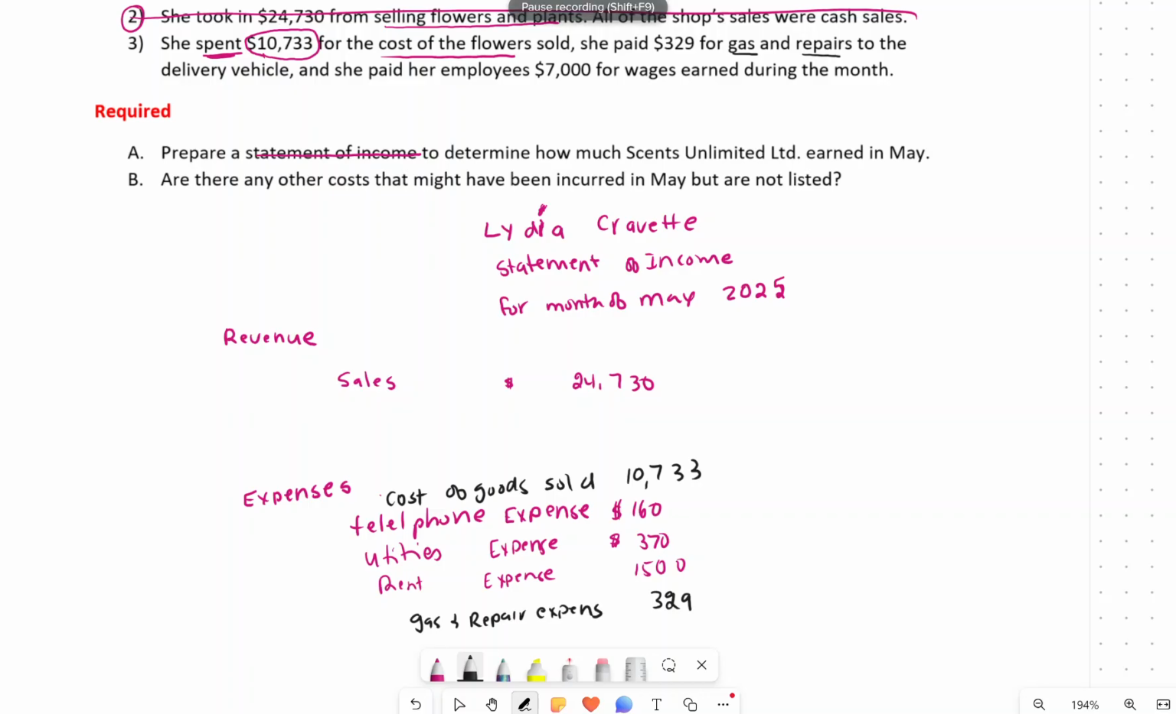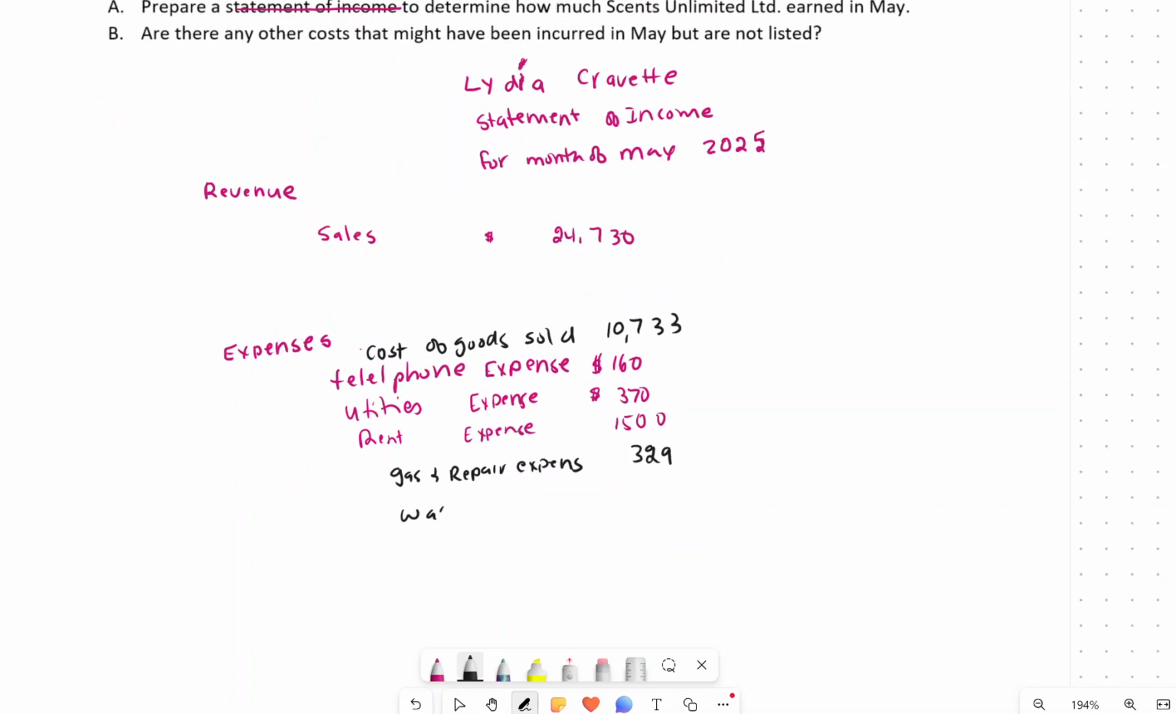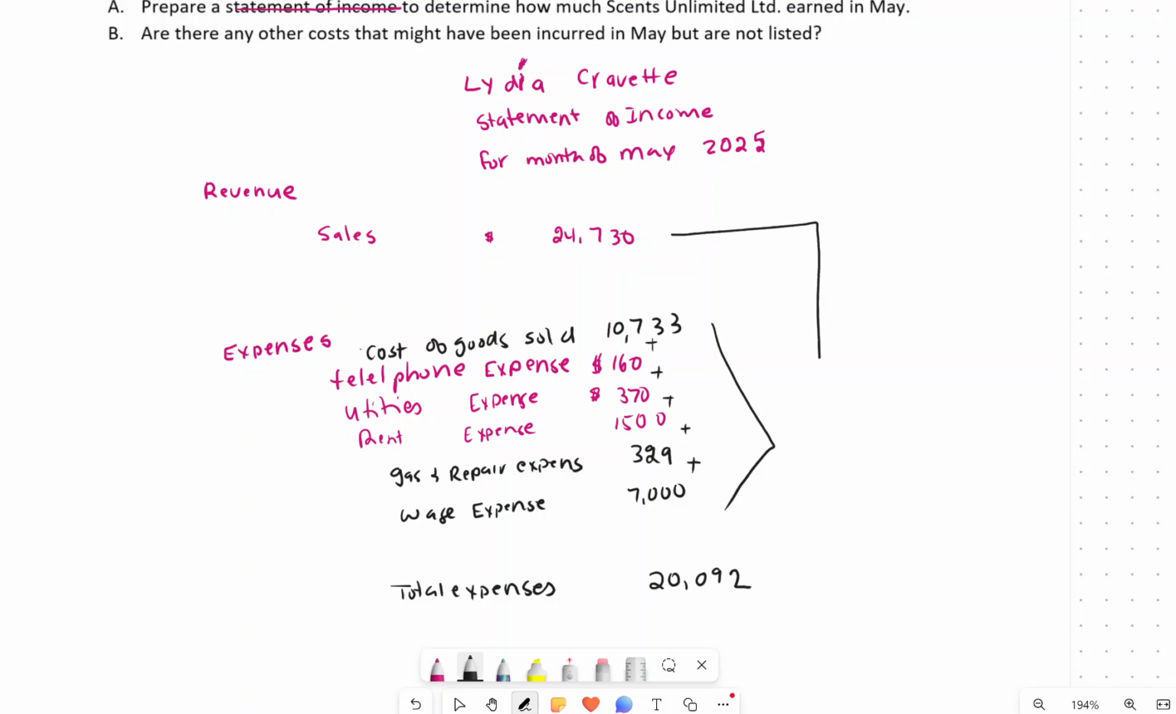Going further, she paid her employees $7,000 wages. So we have something called wages expense, and that is your $7,000. If I add up all your expenses, they will be called total expenses. If I add all of them together, it will give me $20,092.